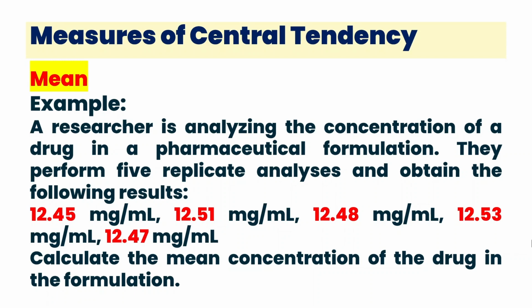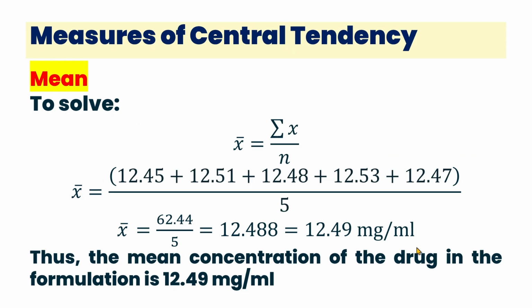Example, a researcher is analyzing the concentration of a drug in a pharmaceutical formulation. They perform 5 replicate analyses and obtain the following results: 12.45 milligrams per ml, 12.51, 12.48, 12.53, and 12.47. Calculate the mean concentration of the drug in the formulation. So all we have to do first is get the total of all the measured values. So we add them all.